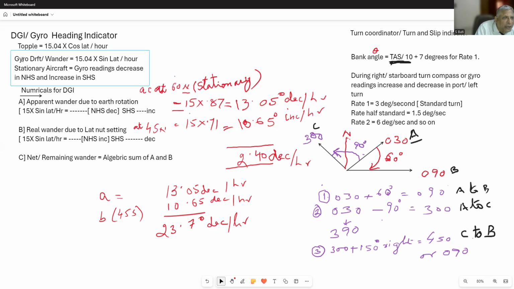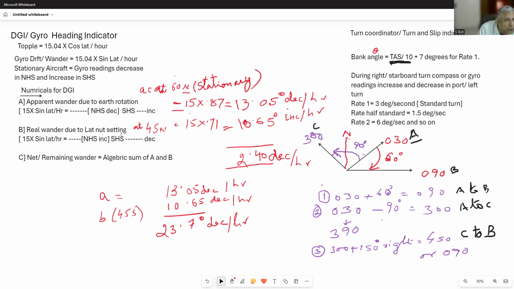Questions on DGI are regarding gyro drift, also called wander. When it's a stationary aircraft, it is called apparent wander due to Earth rotation. Because these meridians move in space, the gyro keeps on pointing towards the same direction. And therefore, in the northern hemisphere, gyro readings decrease compared to magnetic compass readings, and increase in the southern hemisphere compared to your magnetic compass readings.